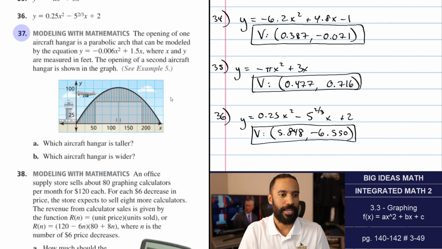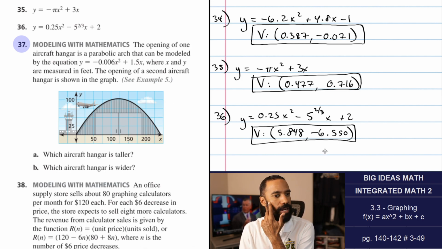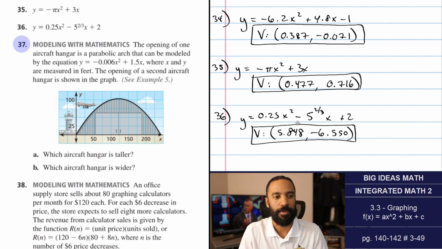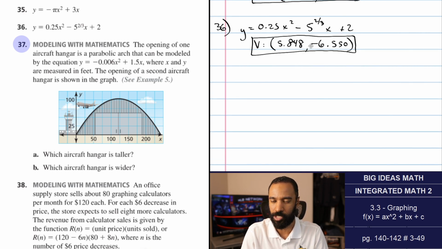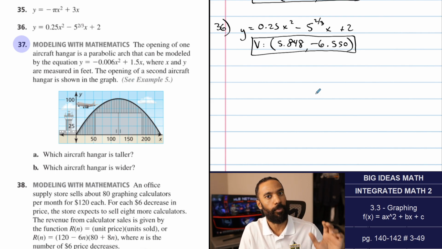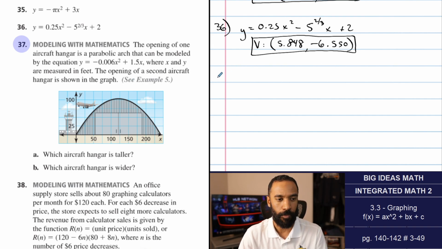All right, number 37, modeling with mathematics. The opening of one aircraft hangar is a parabolic arch that can be modeled by the equation y equals negative 0.006x squared plus 1.5x, where x and y are measured in feet. The opening of a second aircraft hangar is shown in the graph. So we have a model of one with an equation that we don't see, and then we have the graph of one, which we do see.